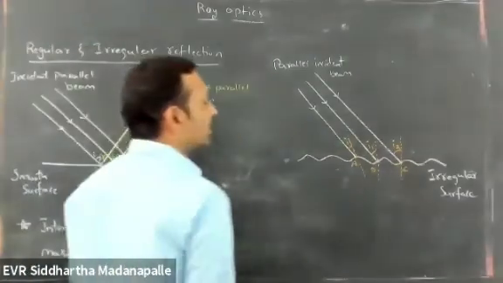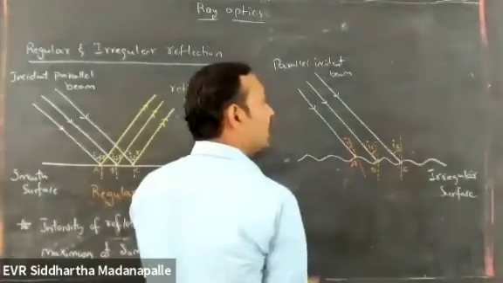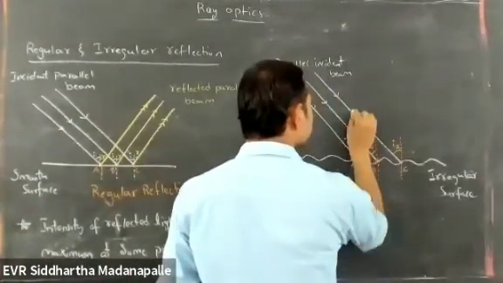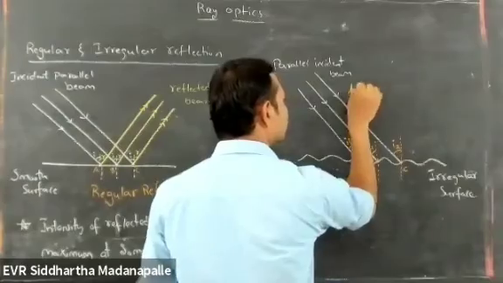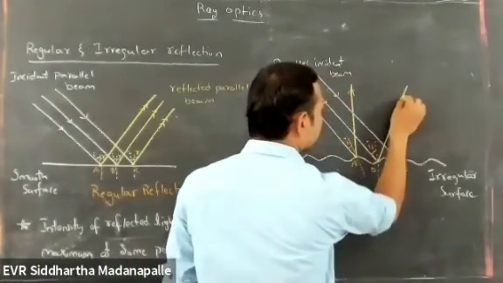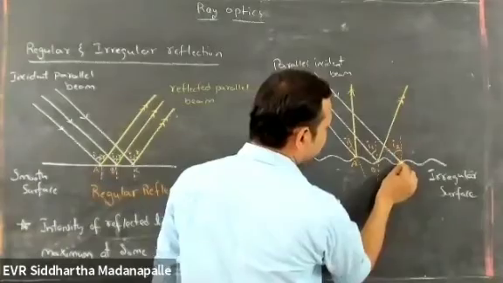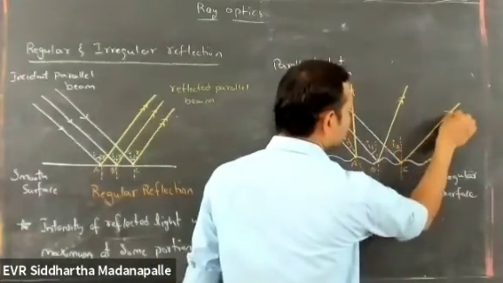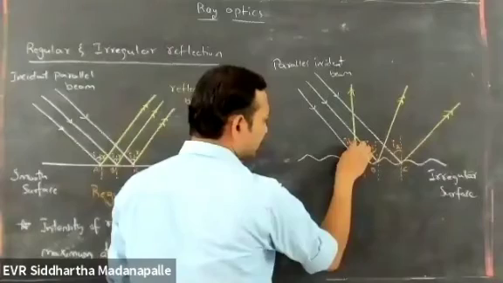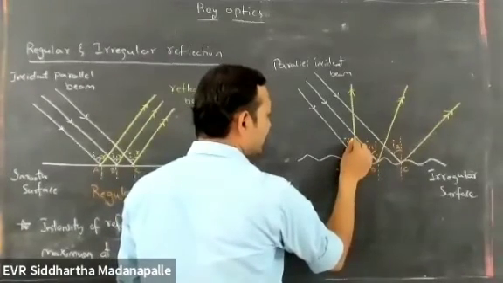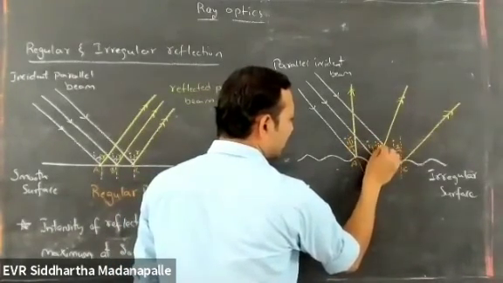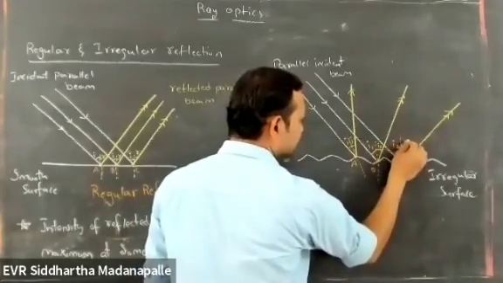Then after reflection, let us see how the reflected rays are. This is the first reflected ray. This is the second reflected ray. And this one is the third reflected ray. So whatever the angle of incidence here, the angle of reflection will be the same.